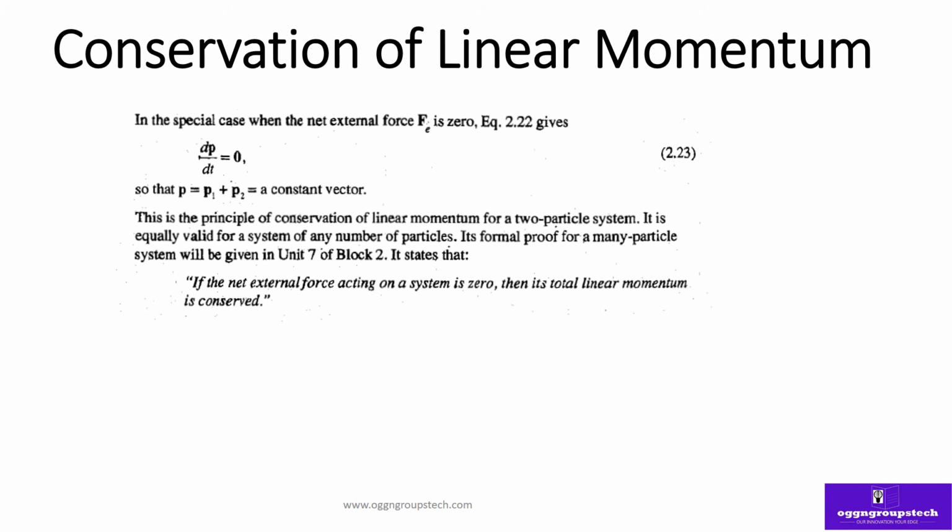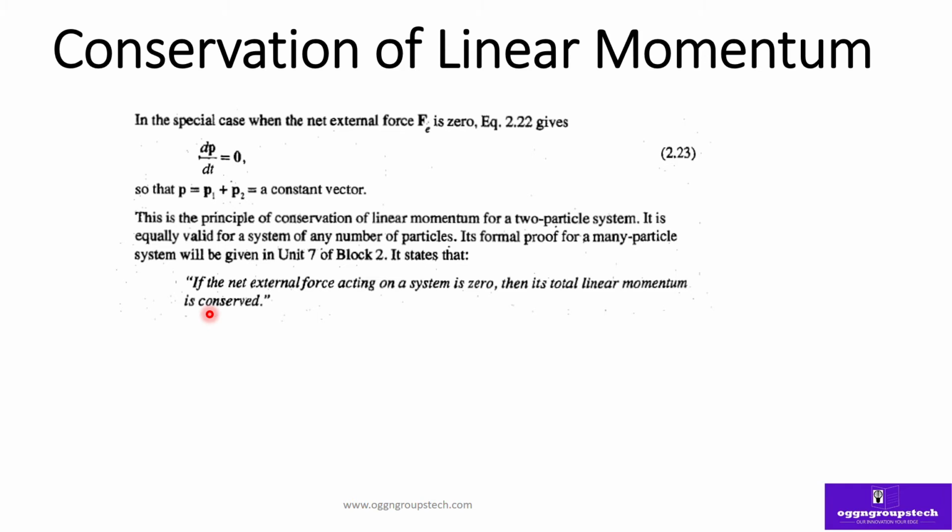So what do we mean by conservation of linear momentum? If the net external force acting on the system is 0, then its linear momentum is conserved. मतलब एक सिस्टम है और उस सिस्टम पे बाहर से कोई फोर्स एक्ट नहीं हो रहा है, तो उस सिस्टम का जो टोटल लीनियर मोमेंटम है, वो कंजर्व रहता है. So that is conservation of linear momentum. So conservation of linear momentum says that the net external force acting on a system is 0.